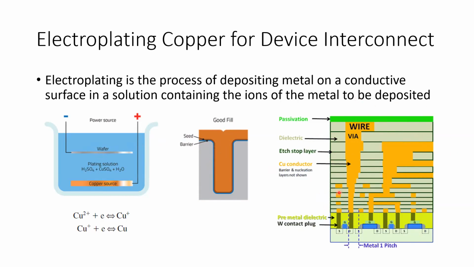Here it shows the big picture. After the deposition of tungsten as a contact plug, we deposit the copper interconnect using this electroplating method. Then between them, we have the passivation layer, the final step. We have a dielectric layer for insulating, and we have an etch stop layer. For the dielectric, we mainly deposit using the CVD method.